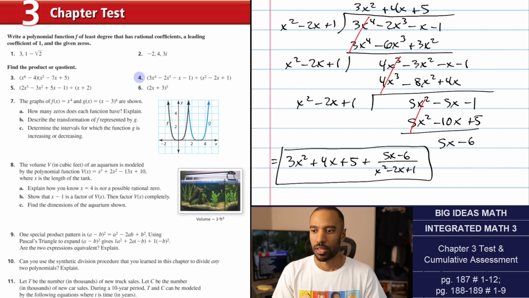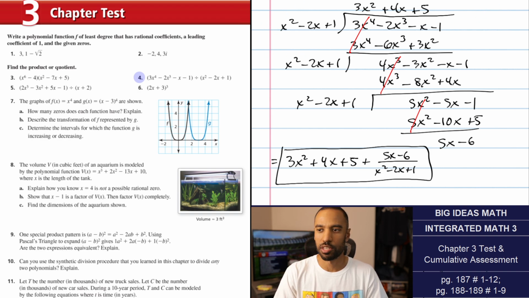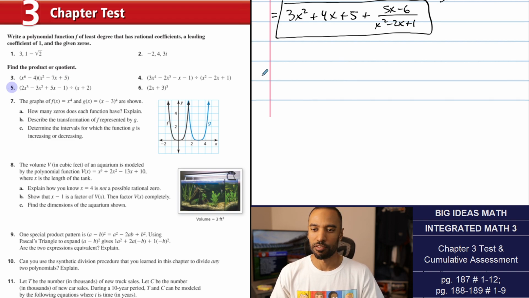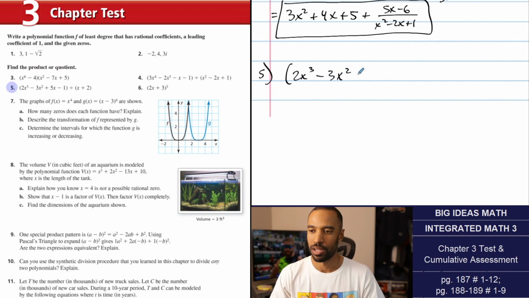Okay, let's jump to... This next one's division as well. I can probably fit it here. It's fine. We're good. Number 5. This one I'm going to use synthetic division on. I can use long division, just synthetic is quicker, and when it's appropriate to be able to use it, like here, I shall.